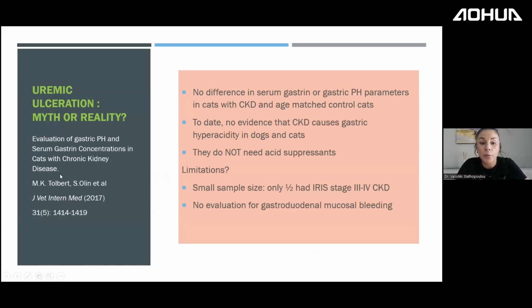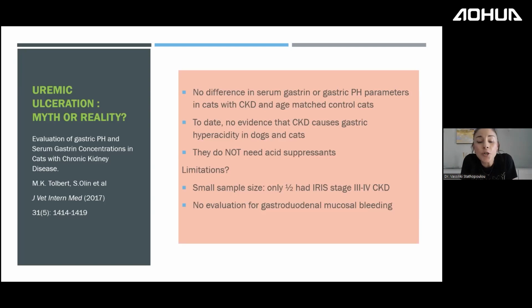Of course, a lot more reports should follow this result. They evaluated the gastric pH in cats with chronic kidney disease and the gastric pH in normal cats. To date, no evidence of chronic kidney disease causing gastric ulcerations due to hyperacidity could be defined. So these animals do not need acid suppressants. And as you may see, a lot of other cases will not need acid suppressants.